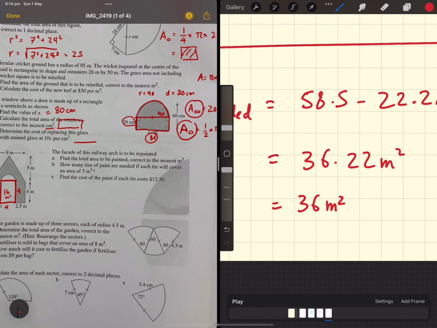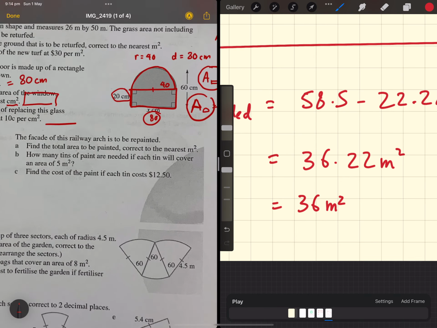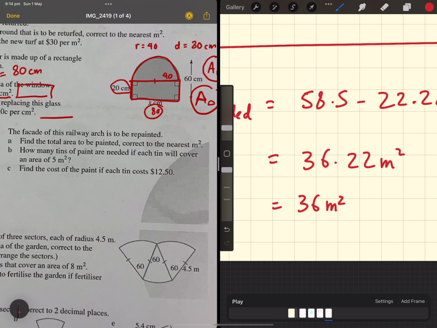Now, question B says, how many tins of paint are needed if each tin will cover 5 meters squared? Okay. Well, you have 36 meters squared. So how many tins do you need? Now, one tin of paint is going to cover 5 meters squared. So how many of these 5 meters squared will be able to cover all of this? Okay, you work it out.